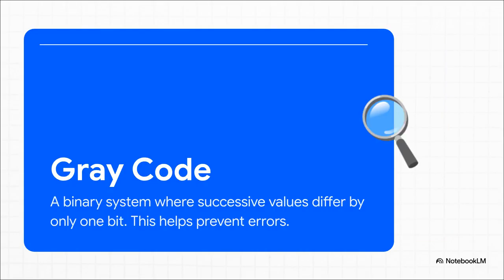So why have different codes in the first place? Well, gray code has this really cool special property. When you count up, only one single bit changes at a time. This is incredibly useful for things like mechanical sensors, where a tiny little misalignment could cause a normal binary system to totally misread a number. Gray code basically prevents those kinds of errors. It's a much safer way to count.